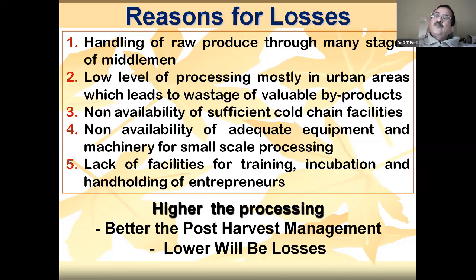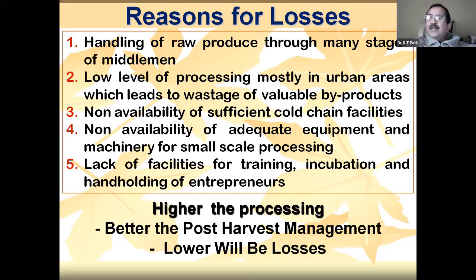In case of fruits and vegetables, this loss is about 20% to 30%. And the monetary value of this comes to about 1 lakh crore rupees per year. If you want to reduce this loss, then it should be handled properly. Another thing is there should be processing available in the rural catchment. Handling of raw produce through many stages of middlemen is one reason because of which we lose or waste our material.